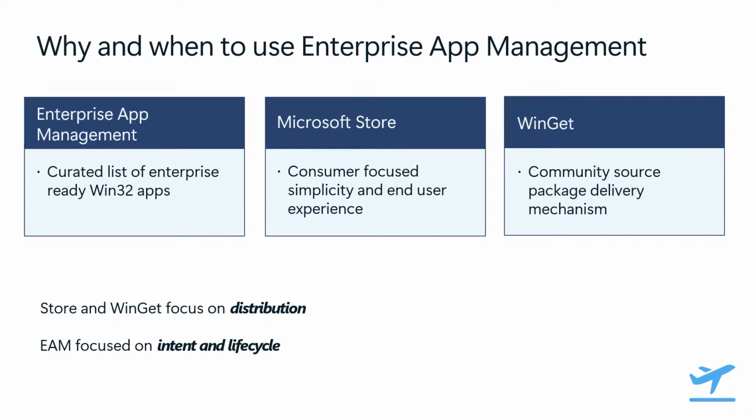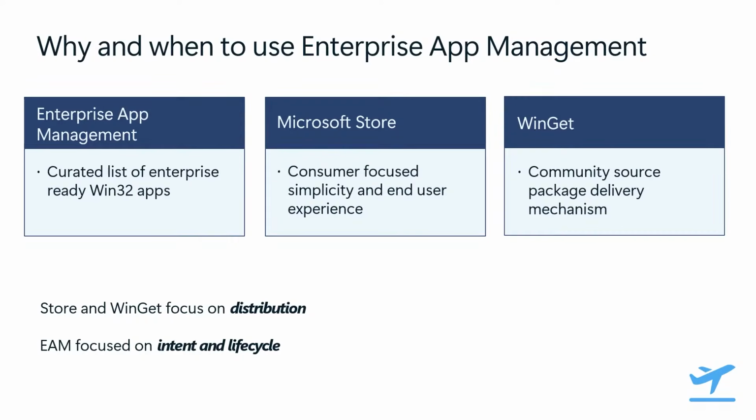Before we dive into EAM, I want to quickly talk about a common question I get, which is, what app type should I use? EAM, Microsoft Store, or Winget? You can think of Enterprise App Management as the enterprise lifecycle layer. It's purposely selected, curated Win32 apps where consistency, version control, and operational predictability matter. EAM will allow you to manage new enterprise-ready apps to thousands of devices and integrates deeply with Win32 semantics, detection rules, reporting, and autopilot scenarios.